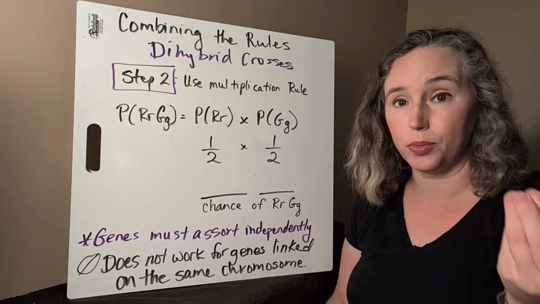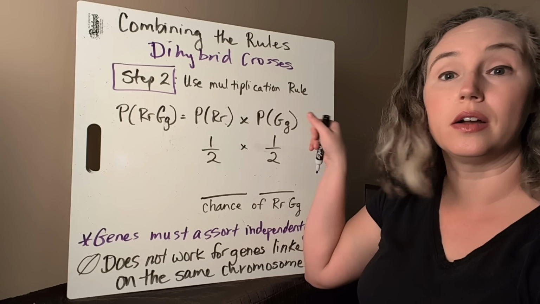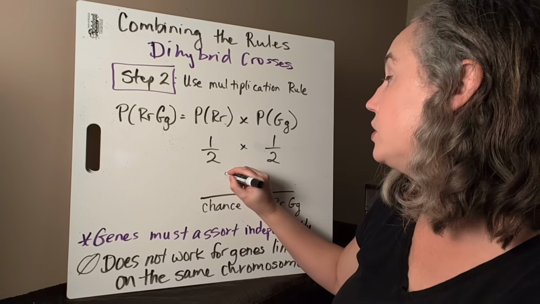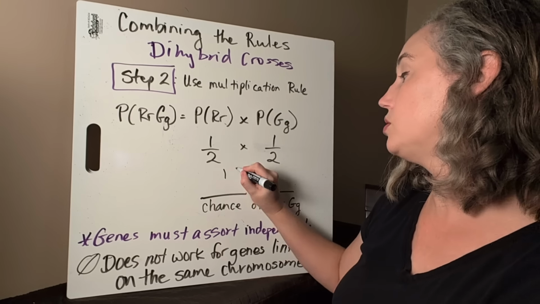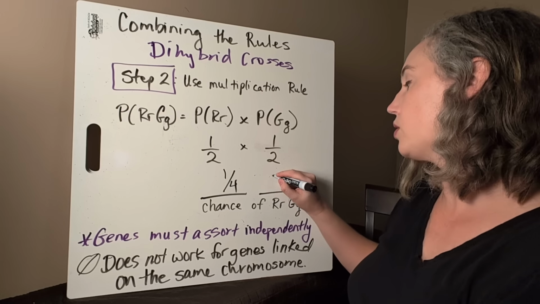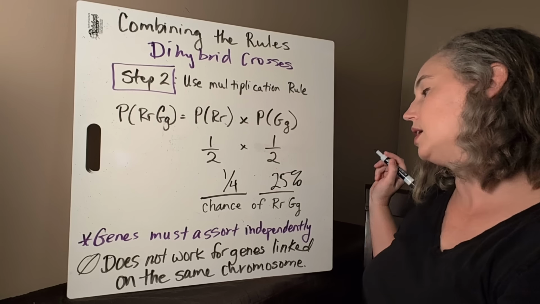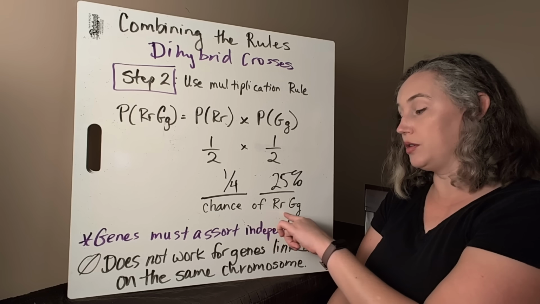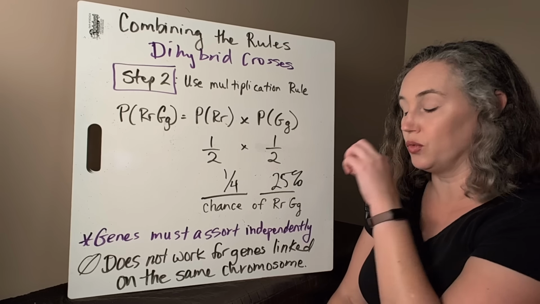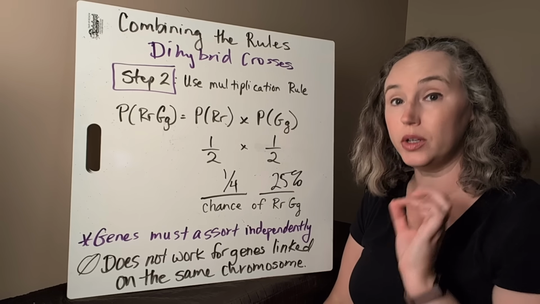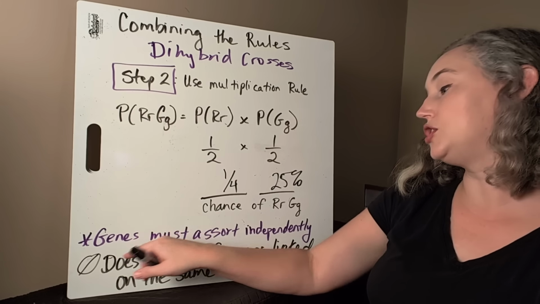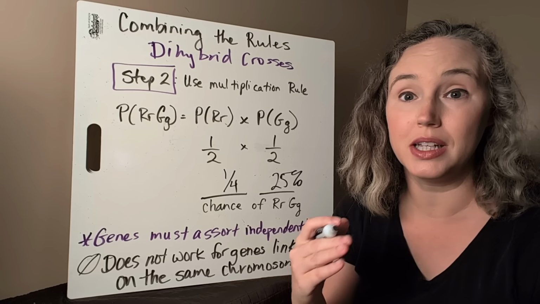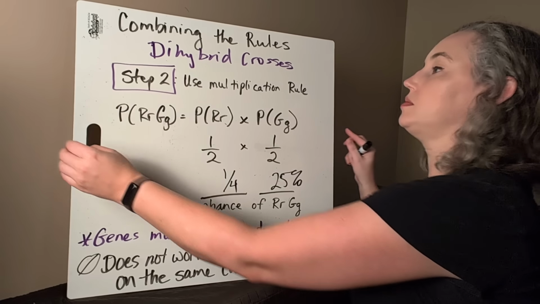So then we're going to multiply these by multiplying across the numerator and then multiplying across the denominator. So 1 times 1 is 1, and 2 times 2 is 4. So we have a 1/4 or 25% chance of an offspring having the genotype heterozygous for both traits. Remember, this only works if the genes assort independently. It doesn't work if the genes are linked on the same chromosome.